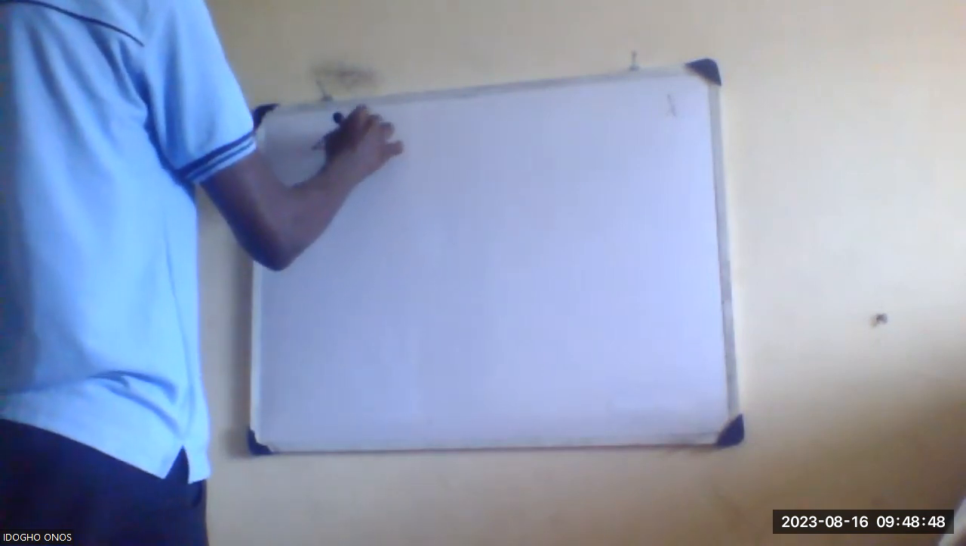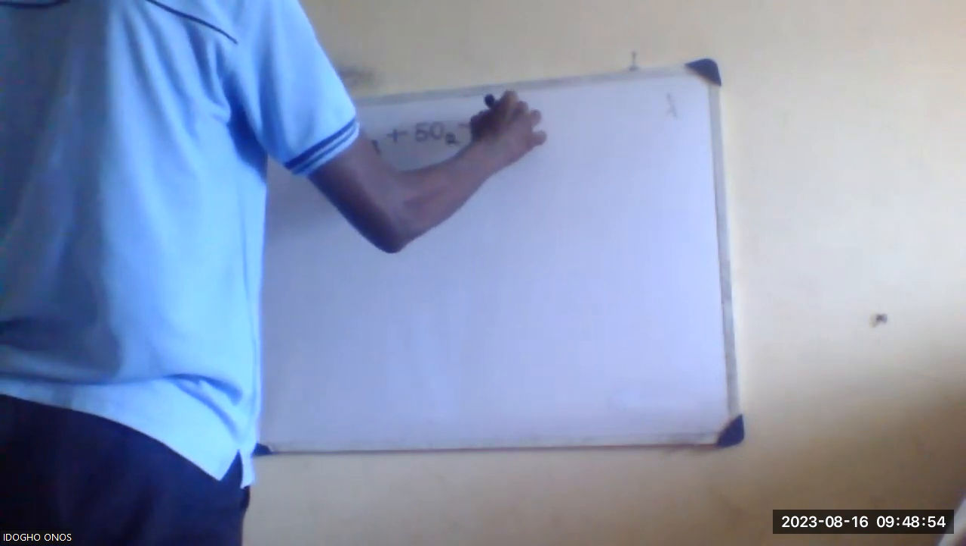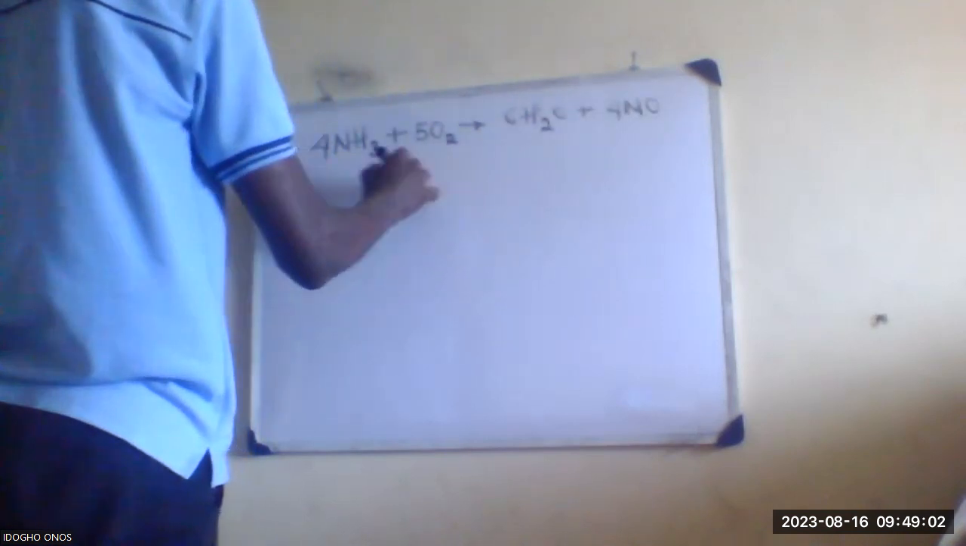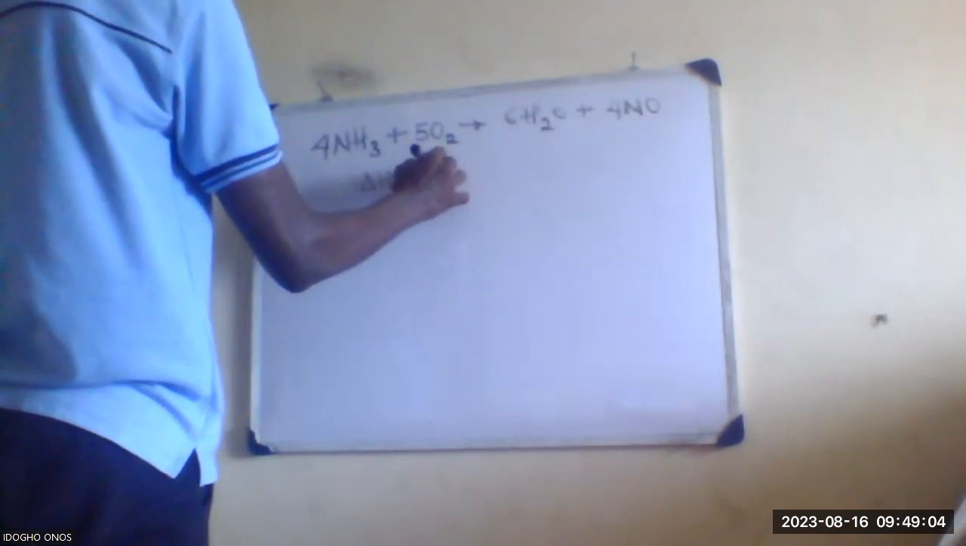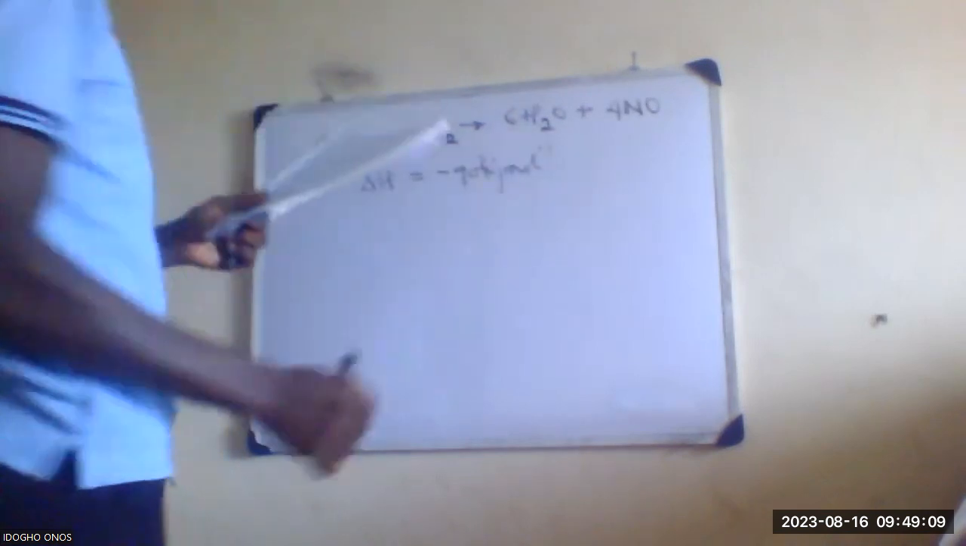For NH3, that is ammonia, 5 moles of oxygen gas gives you 6 moles of water and 4 moles of nitrogen oxide, NO, while the enthalpy change for the reaction is minus 90 kilojoules per mole.